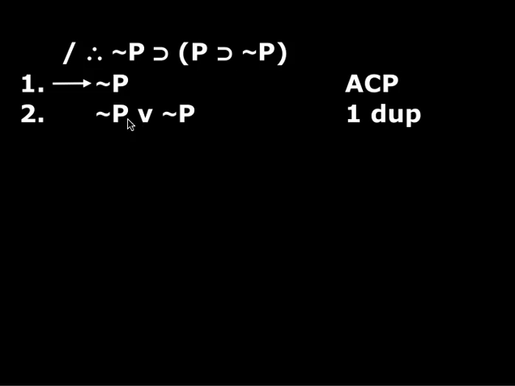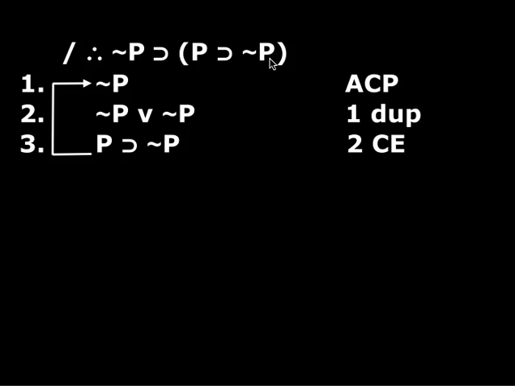Not P, I can get not P or not P by duplication. Another way I could justify that would be 1 DI. That's another rule that could take me from this to this. Either of those 2 justifications would work. Now I'm going to do conditional exchange on this. Wedge becomes a horseshoe, negate the first component. So I get if P, then not P. That's the consequent I want.